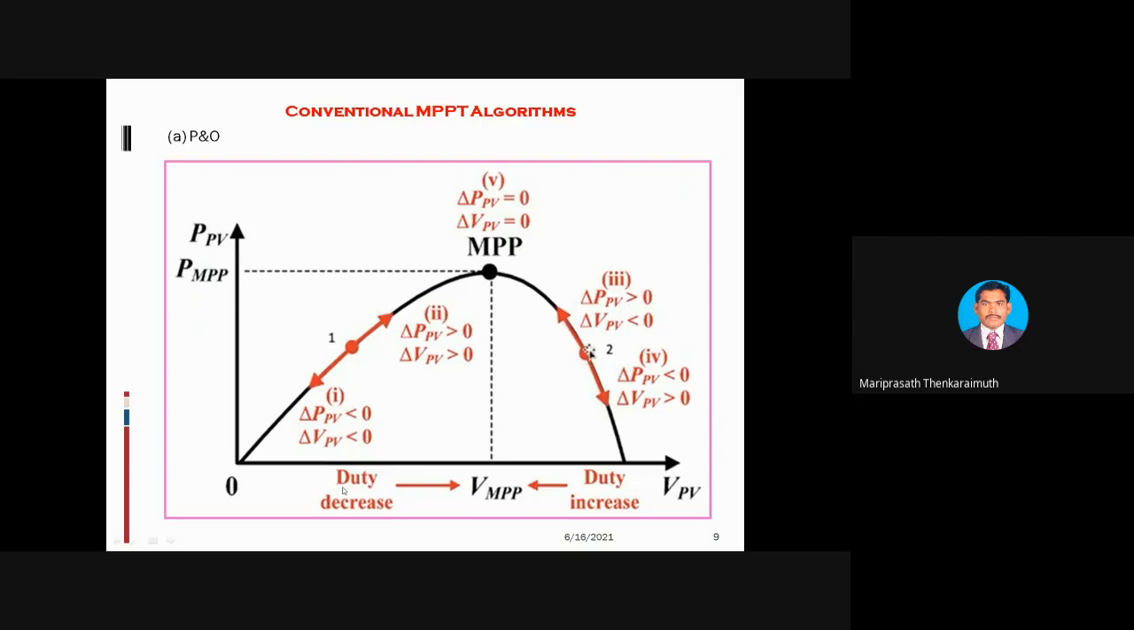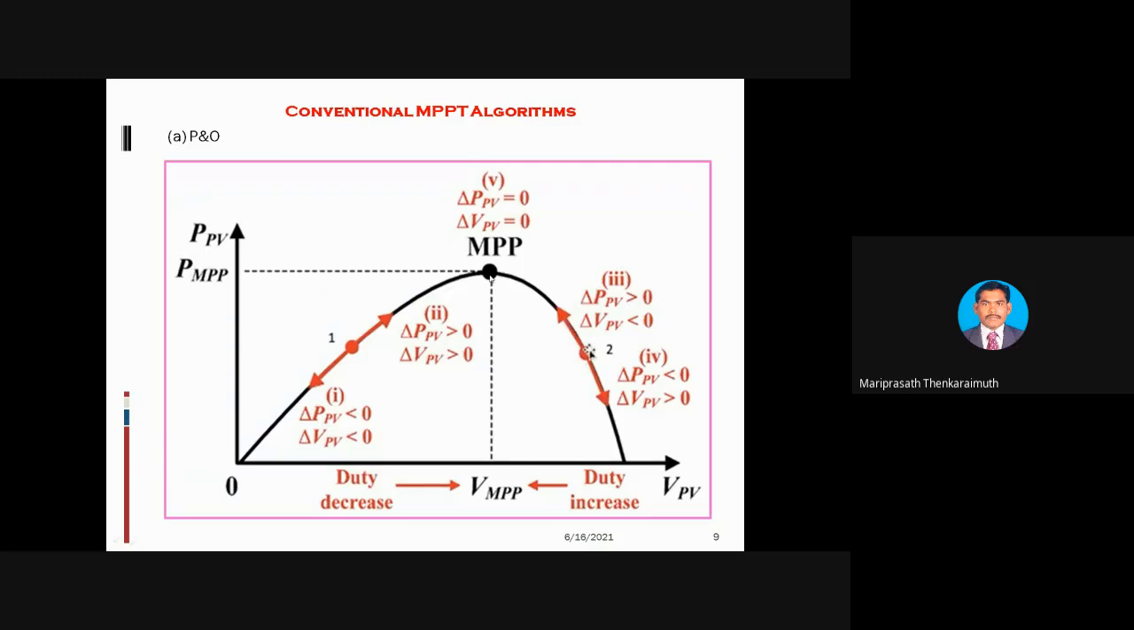Here, the x-axis represents the duty cycle and the y-axis represents the maximum power. So it shows the relation between the duty cycle and how the maximum power varies with the duty cycle. This is called the MPP, which means maximum power point. The role of all MPPT techniques is to keep working at the MPP.